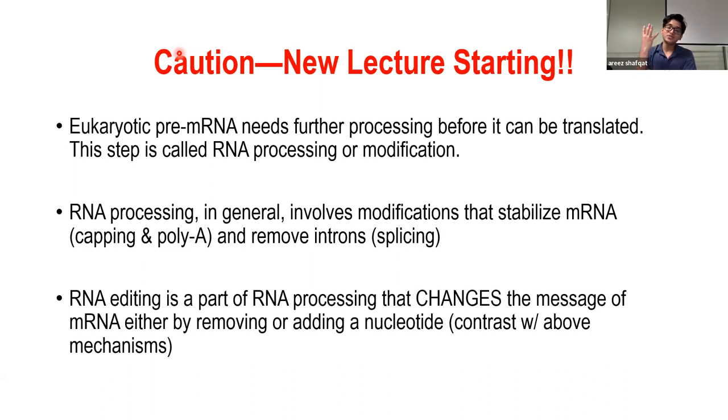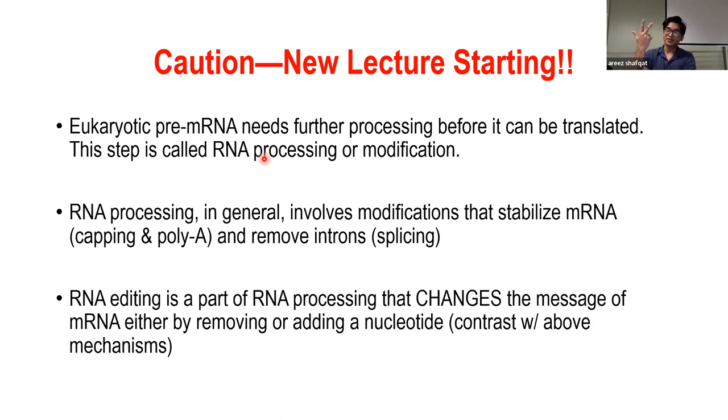The term you use for all of these four modifications is called RNA processing. RNA processing is the process by which pre-mRNA is made into mature mRNA, which is ready to go into the cytoplasm and get translated, all right? And this involves four things. Number one, it involves capping. Number two, it involves polyadenylation.